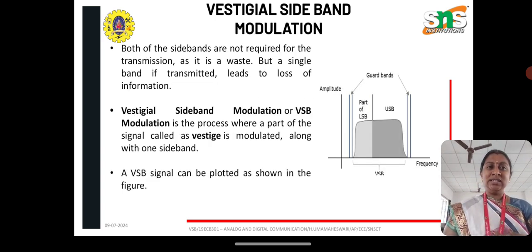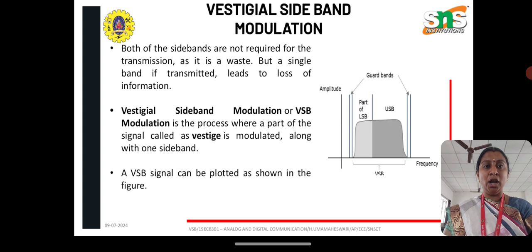Both of the sidebands are not required for the transmission as it is a waste, but if a single band is transmitted, it leads to loss of information. But vestigial sideband modulation is the process where a part of the signal, called a vestige, is modulated along with one sideband.